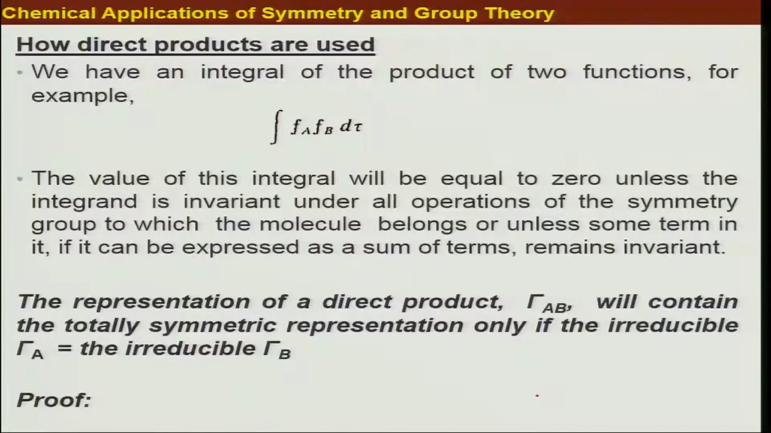So in a nutshell, in terms of group theory and symmetry, we can say the following: the representation of a direct product, if we denote it as gamma AB, will contain the totally symmetric representation only if the irreducible representation gamma A equals the irreducible representation gamma B. We can prove that quite easily. How can we prove that? So let's do this.